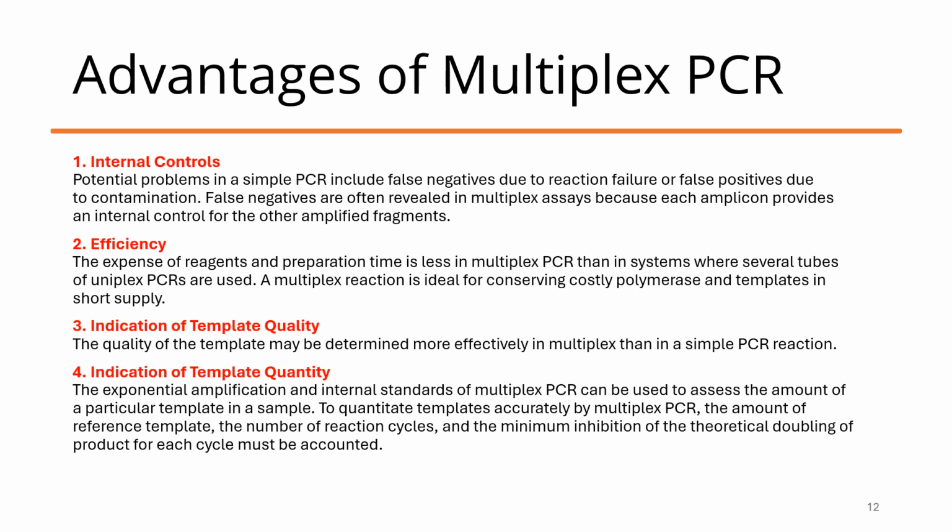Indication of template quality. The quality of template may be determined more effectively in multiplex than in a simple PCR reaction. Indication of template quantity. The exponential amplification and internal standards of multiplex PCR can be used to assess the amount of a particular template in a sample. To quantitate templates accurately by multiplex PCR, the amount of reference template, the number of reaction cycles, and the minimum inhibition of the theoretical doubling of product for each cycle must be accounted for.